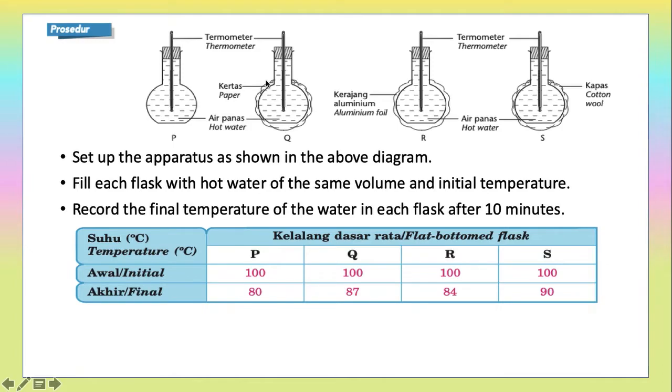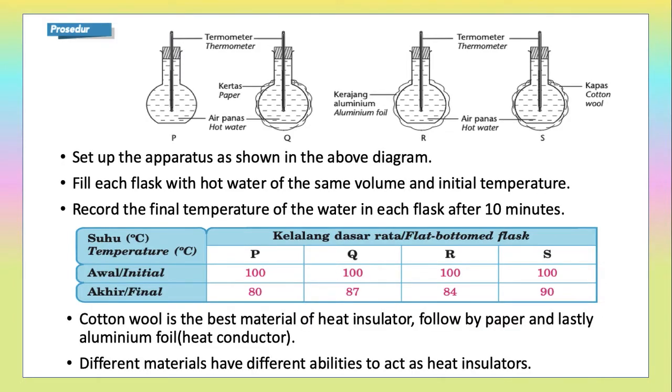Aluminium foil is more of a heat conductor because it allows the heat to flow out easily, causing the final temperature to be lower. We can conclude that cotton wool is the best heat insulator, followed by paper, and lastly aluminium foil, which is more of a heat conductor. Different materials have different abilities to act as a heat insulator.